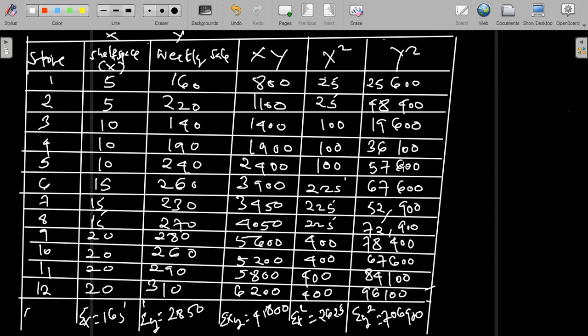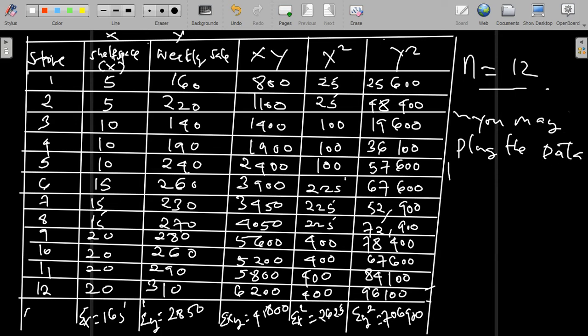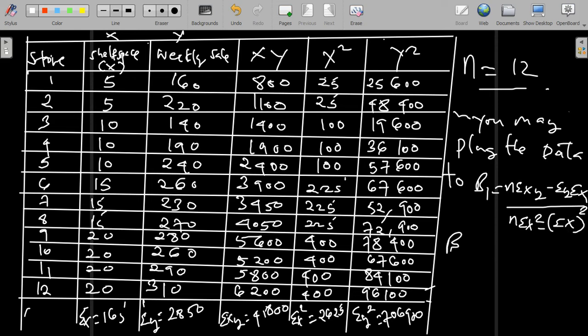Now, after finding that, the number of observations is well known, and the summation of xy is observed. The number of observations is equal to 12. What you need now is to plug this data into our formula so you can find beta 1 together with beta naught. Beta 1 is equal to number of observations times summation of xy minus summation of y times summation of x, divided by number of observations times summation of x square minus summation of x raised to the power of 2. Beta naught is equal to sample mean of y minus beta 1 times sample mean of x.